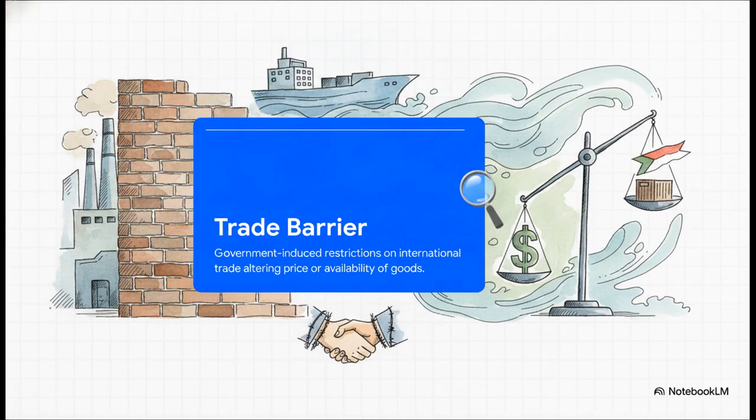Instead, they constantly rely on trade barriers. Basically, anytime a government steps in to deliberately alter the price or limit the availability of foreign goods, they're setting up a trade barrier. It's a strategic move to impose costs on outsiders and protect their own domestic economy, effectively tilting the playing field in their favor.